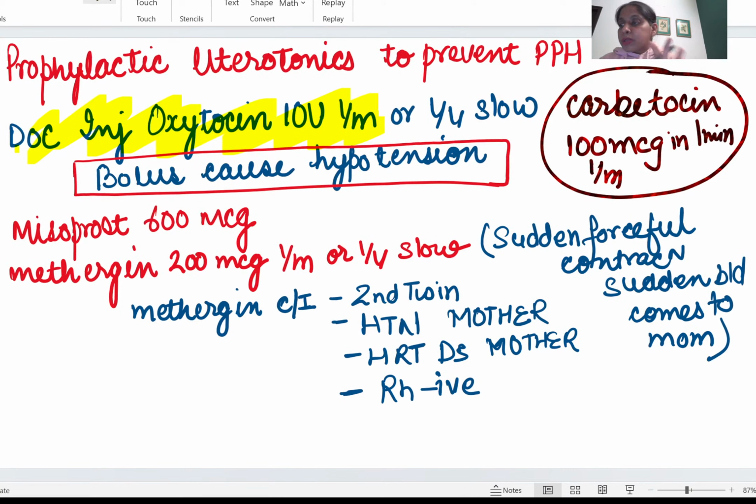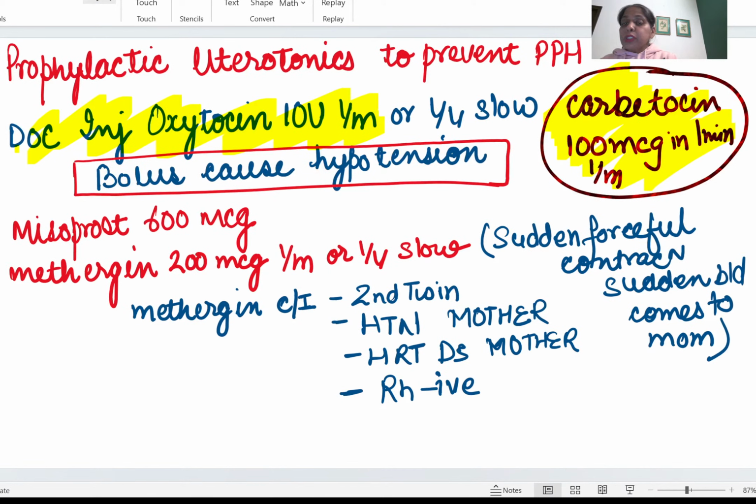Carbetocin is a synthetic oxytocin. Its dose was asked in the last PYQ exams. Its dose is 100 microgram in 1 minute IM. The Government of India has approved it only for prophylactic use. We are not using it in PPH cases.